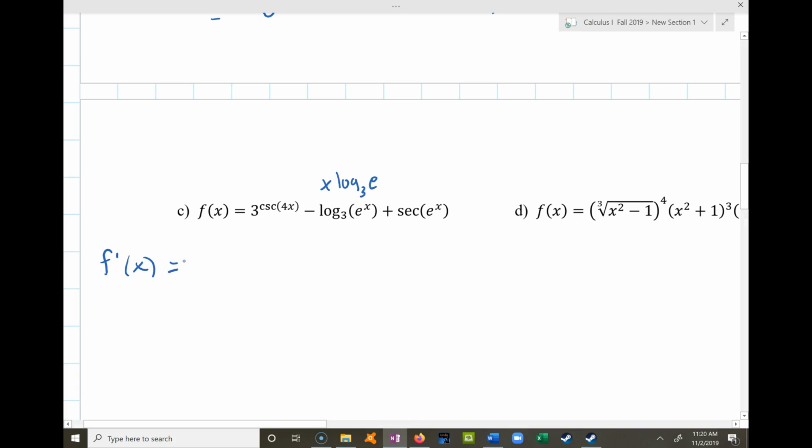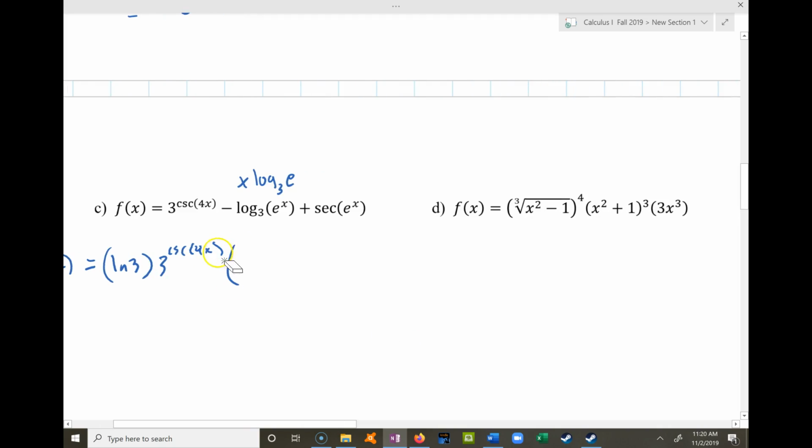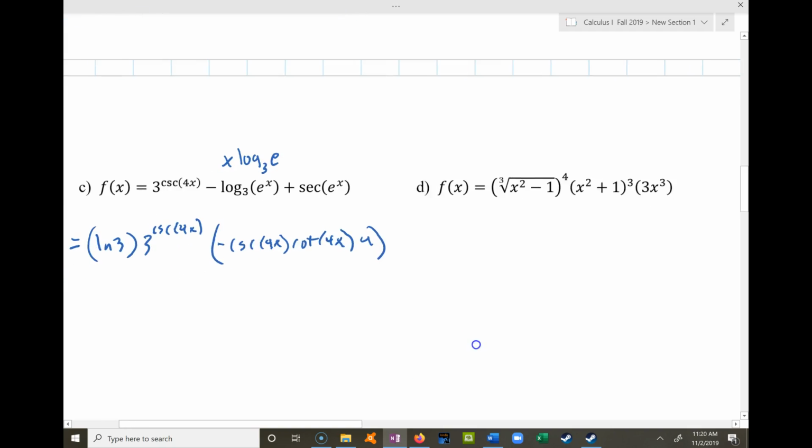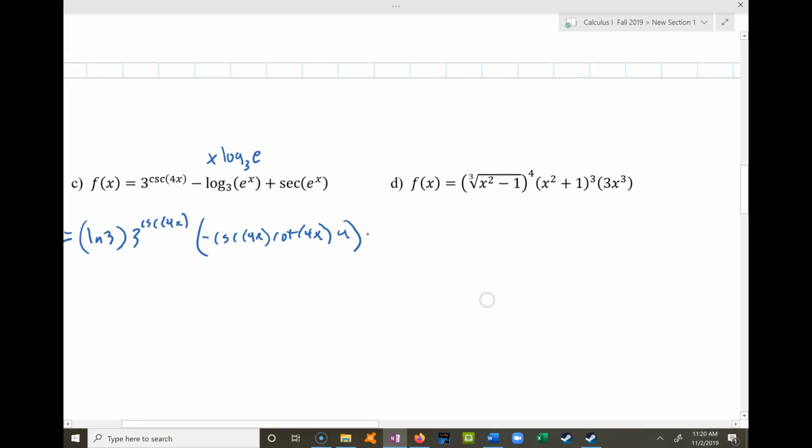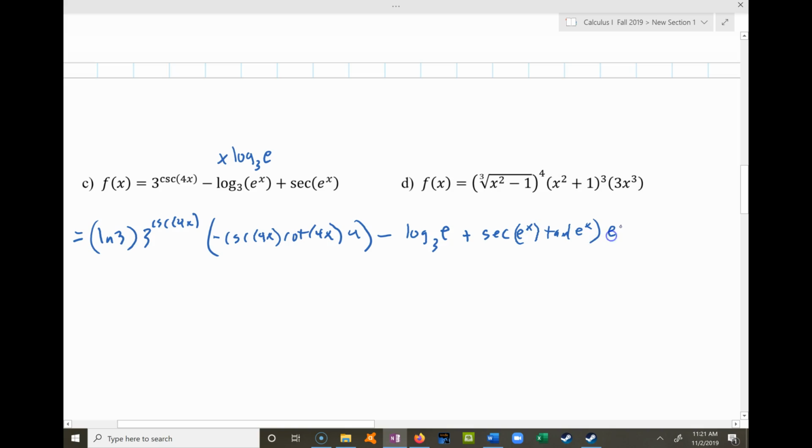Okay, so f prime. So first of all, this is going to be the natural log of 3 times 3 to the cosecant of 4x times the derivative of cosecant of 4x, which would be, ugly parenthesis, derivative of cosecant is negative cosecant of 4x times cotangent of 4x times 4. So that's the first part. This one is going to be just log base 3 of e, because that's just a number, and it's a number times x, so the derivative of a number times x is just the number. And then finally, the derivative of secant of e to the x, that would be secant of e to the x times tangent of e to the x times e to the x.